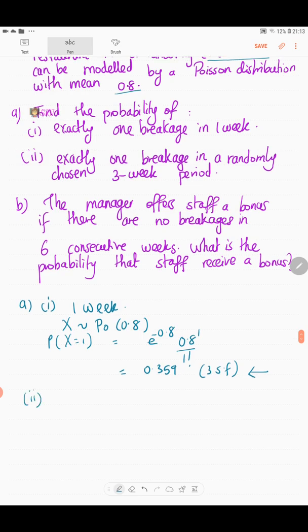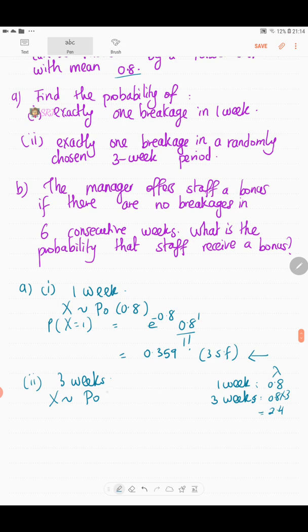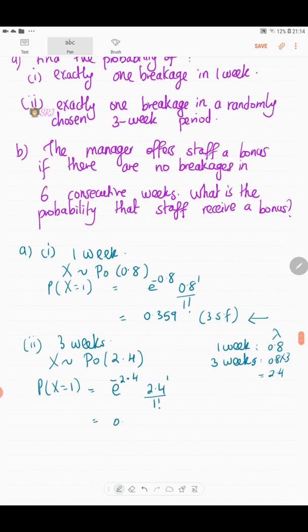The second part, find the probability of exactly one breakage in a randomly chosen 3-week period. So now we have 3 weeks. For 1 week, the value of lambda, that is the mean, is 0.8. For 3 weeks, it will become 0.8 times 3, which is 2.4. So X follows a Poisson distribution with mean 2.4. And we have to calculate the probability of exactly one breakage. So probability X is equal to 1, but this time the value of lambda is 2.4. 2.4 power 1 over 1 factorial. The answer is 0.218.